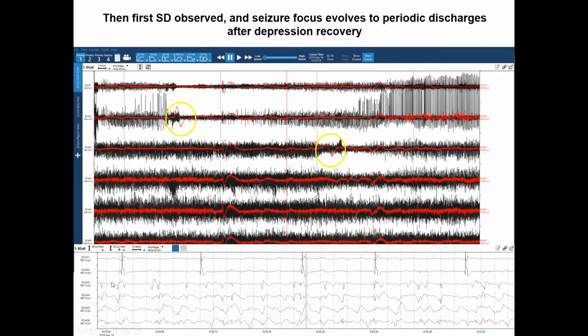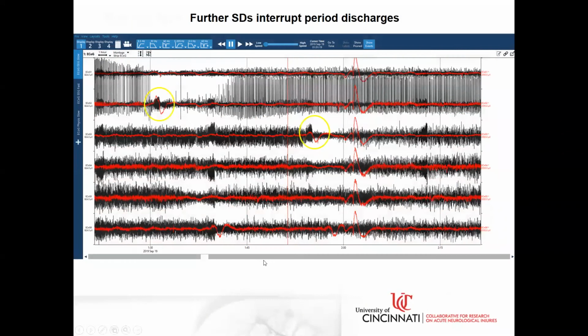And here you can see what those discharges look like, recurring with a pseudo-periodicity of 5 to 7 seconds or so, repetitive spiking. These periodic discharges then continue in channel 2, and they're interrupted by further spreading depolarizations, again propagating with the same pattern. This is another example of the stereotyped pattern that helps us recognize these events, going from channel 2 to 3.